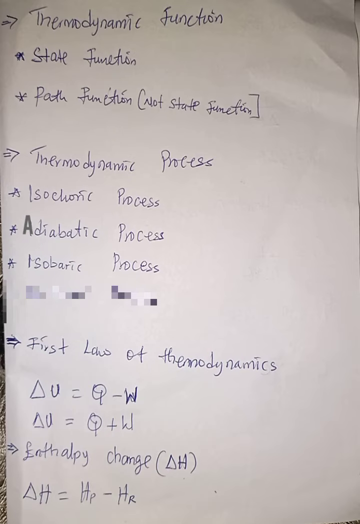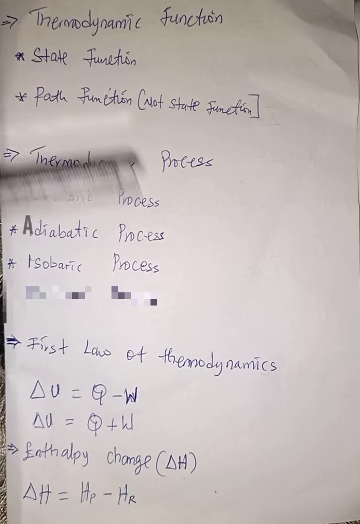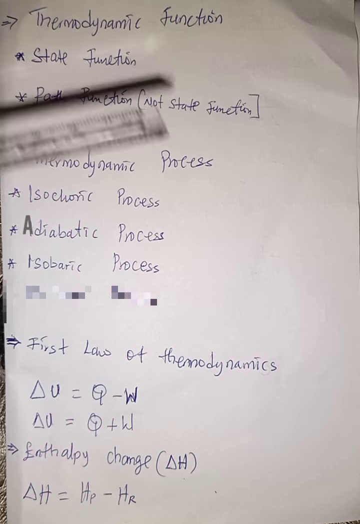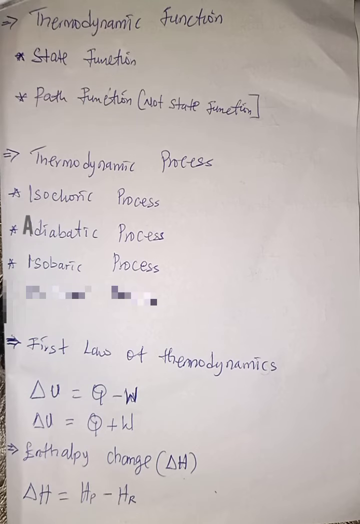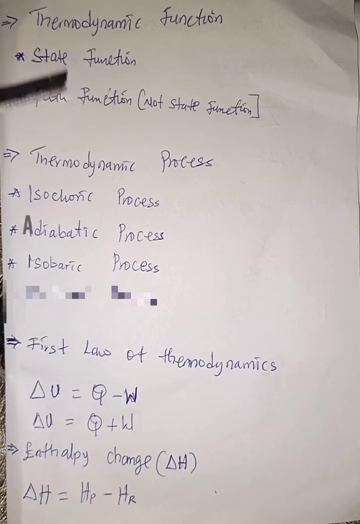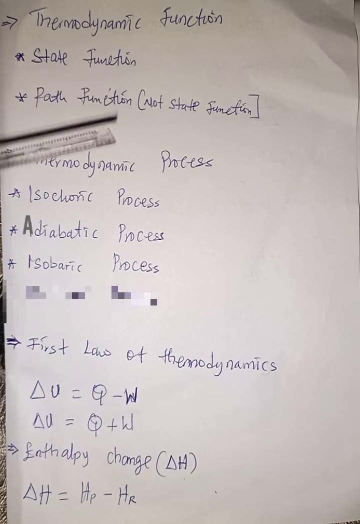So take note of that, very, very important. The difference between state functions and path functions: a state function is a function whose initial and final value do not depend on the path followed to arrive at them, while for path functions, the initial and final values depend on the path followed to arrive at them.